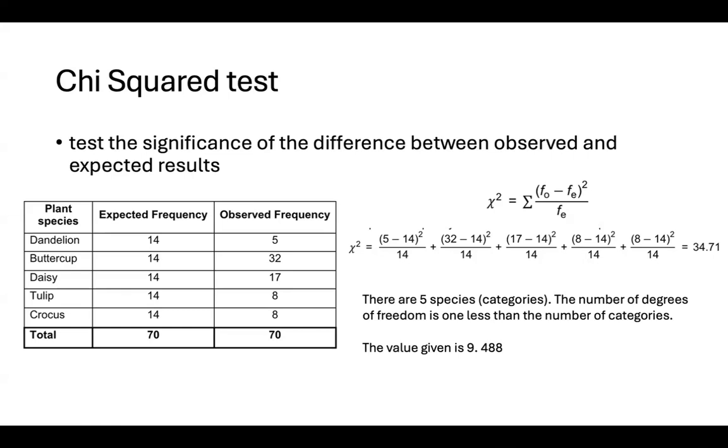Because there are 5 categories, we look at the 4th degree of freedom, and we're going to look at the 5%. So you're going to have a table of values, number of degrees of freedom by percentage, and we're going to go across the middle and find the value of 9.488. Now, the number we have of 34.71 is greater than 9.488. So what's that telling us about the difference? Is it significant or insignificant?